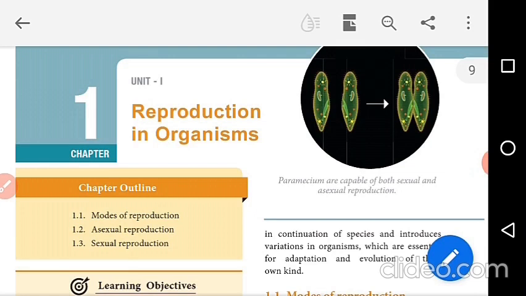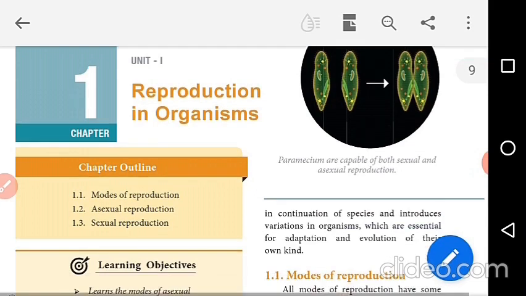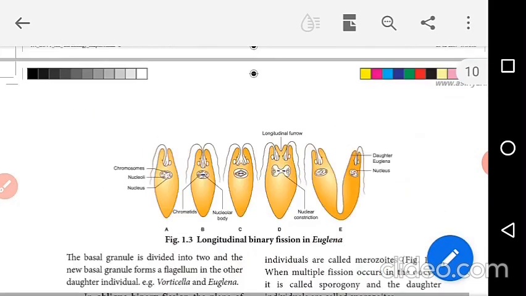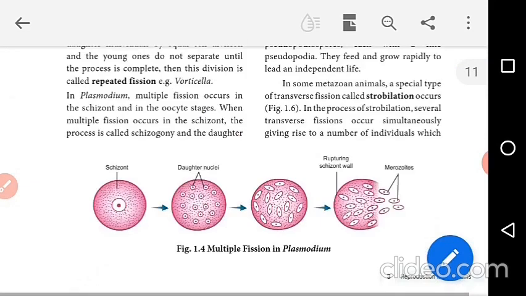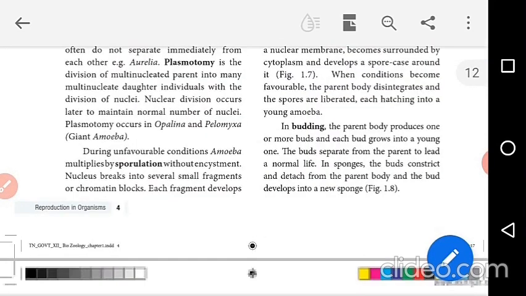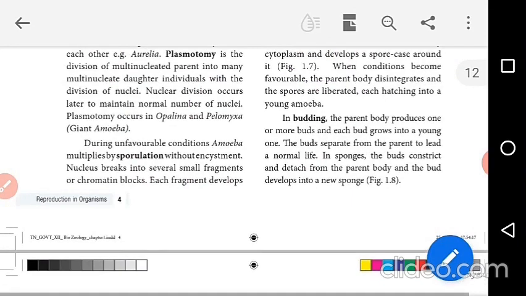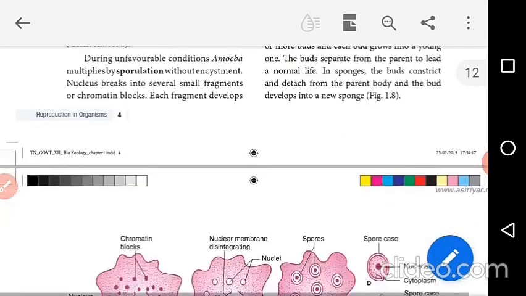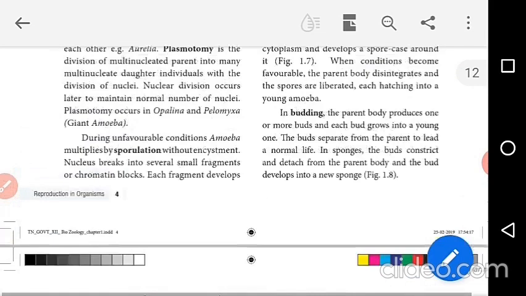The first topic is reproduction in organisms. In the previous class we finished the introduction and some types of asexual reproduction. Now, in continuation, we will look at the remaining types of asexual reproduction. The first one is sporulation.